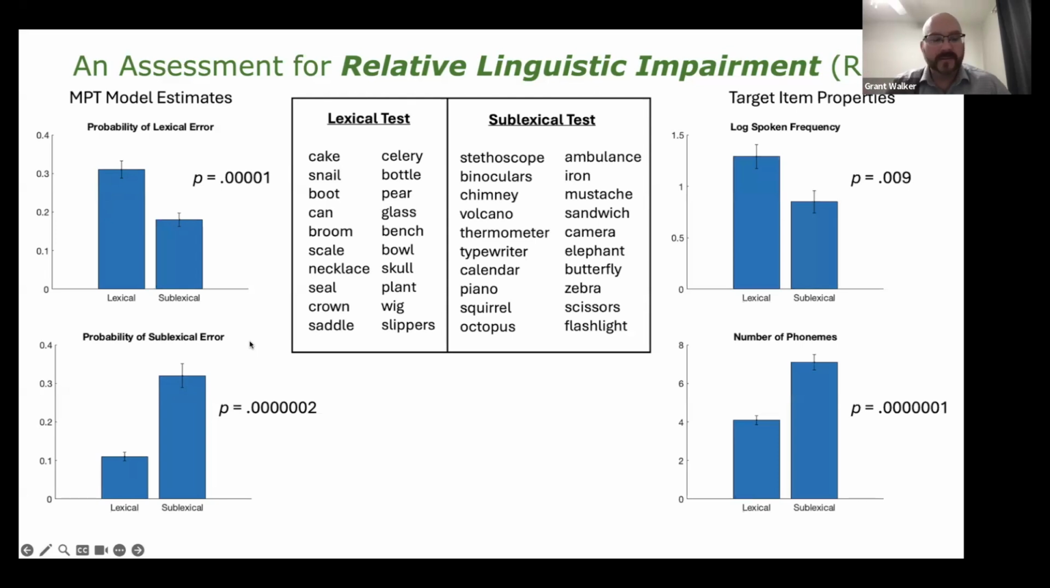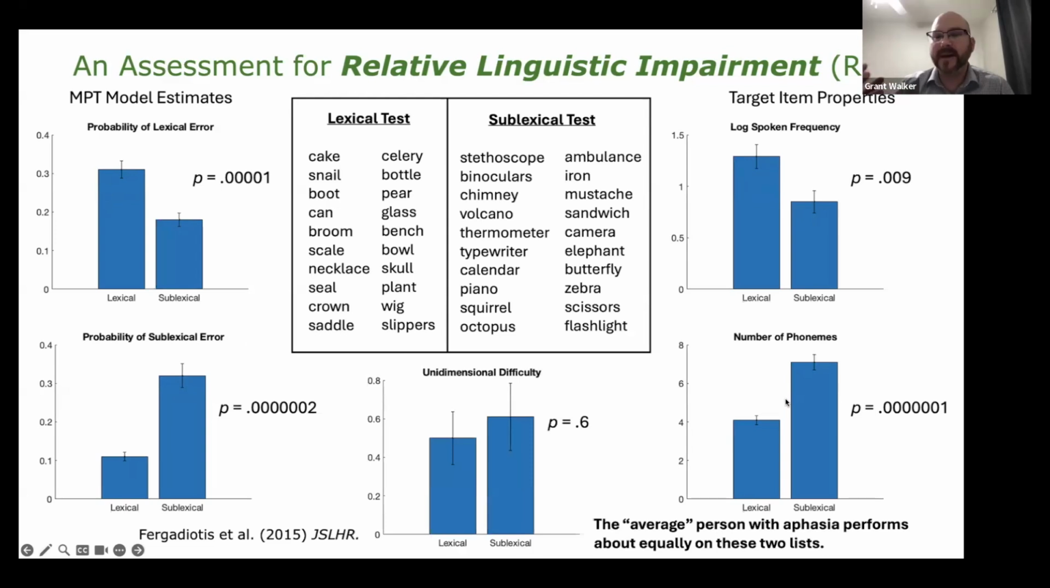When we look at other properties of the items, we also see a difference. These are properties that are known to affect picture naming in aphasia. So the lexical test items have a higher logged spoken frequency, and the sublexical items have more phonemes.